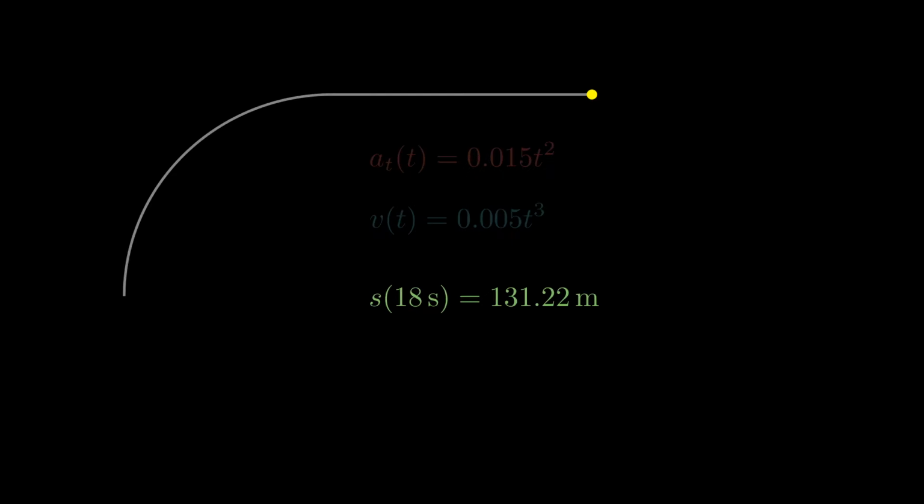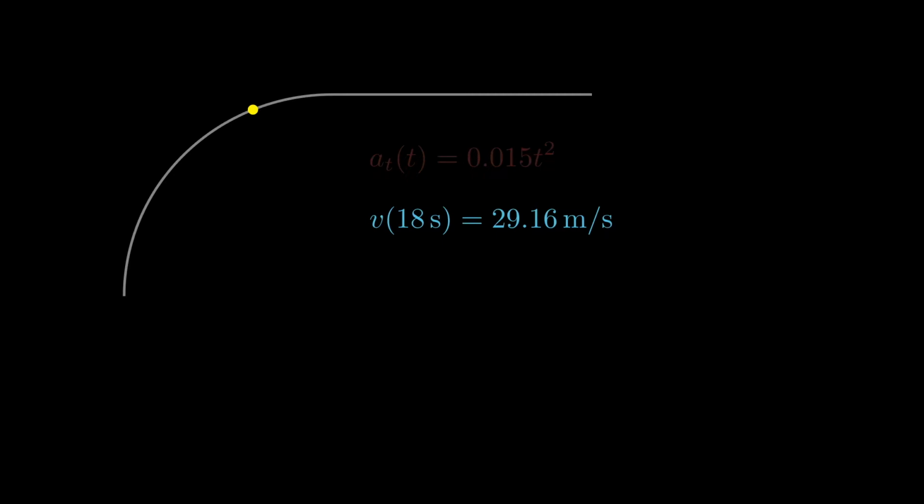Since the straight part of the path is only 100 meters, that means the car is on the curved part of the path. The first part of the question is asking for the magnitude of velocity. We simply plug t1 into our speed function and find that the magnitude of velocity is 29.16 meters per second.